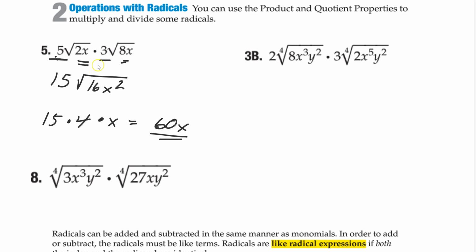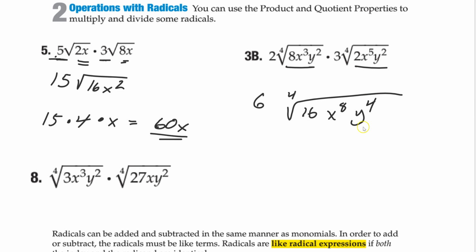Alright, so again, just multiply outside by outside, inside by inside, and from there you can simplify it. Same thing here. Multiply outside by outside, so I get 6 on the outside. And then I'll multiply the inside by the inside. 8 times 2 is 16. X3, x5 is x8. Y2, y2 is y4. Now we can simplify it. There's a 6 on the outside. 4th root of 16 is 2. X to the 8th divided by 4 is x squared. And 4 divided by 4 is 1. So we get 12x squared y.